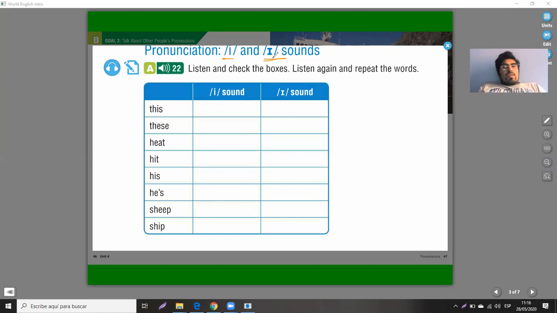No, teacher, they are similar. They are the same. Not the same. Similar, yes, but not the same. So you have to listen to the differences here. Okay. For example, this is pronounced eat. Eat. Like this.